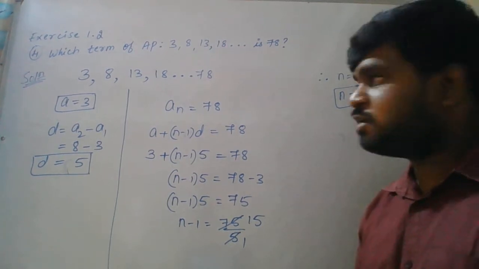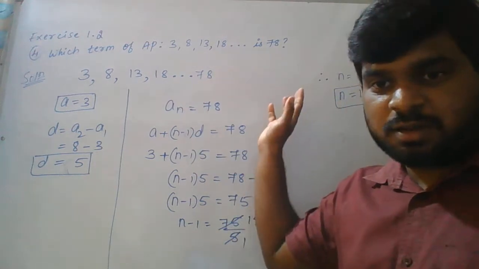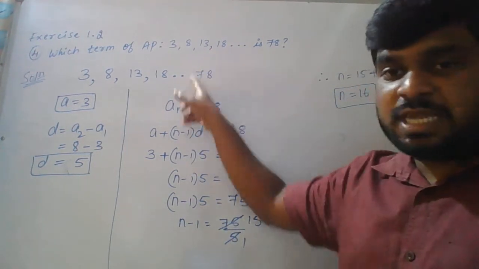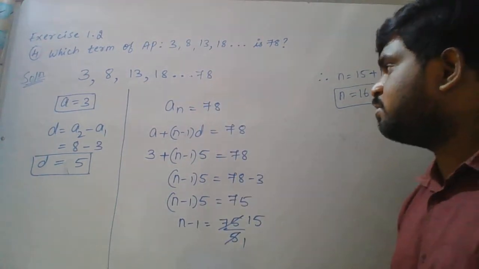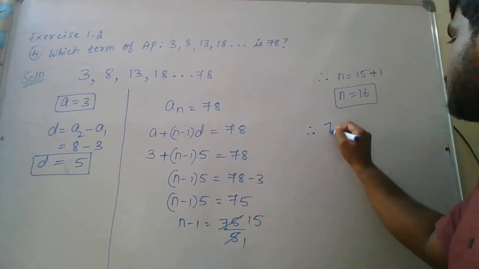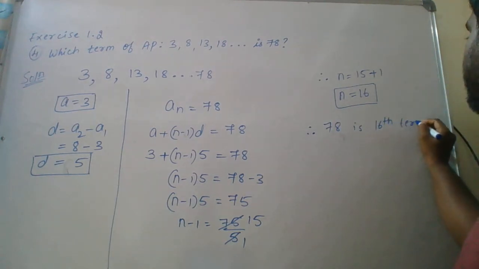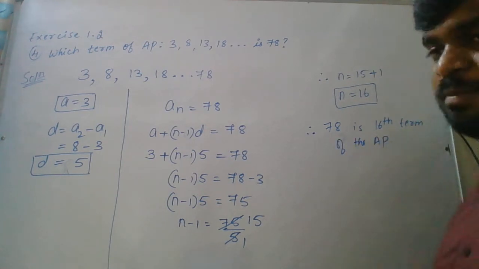Which means from here to here, there are 16 numbers. Totally, there are 16 numbers. So this is in the last place, right? So this will be the 16th term. This is in the last place, so this should be the 16th term. Therefore, 78 is the 16th term of the AP.